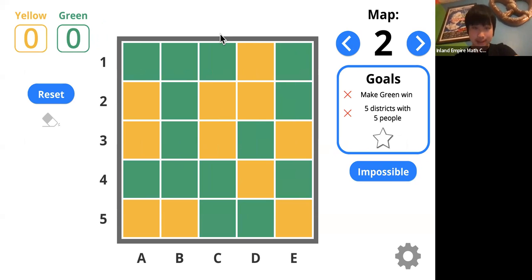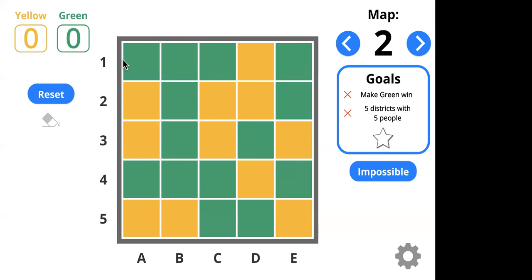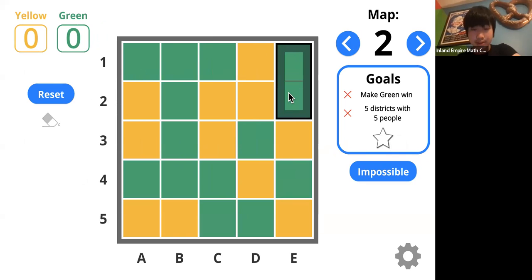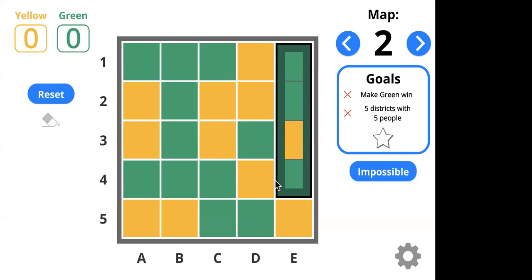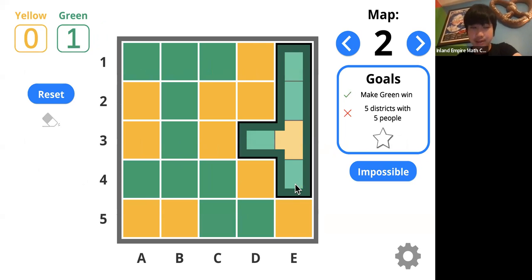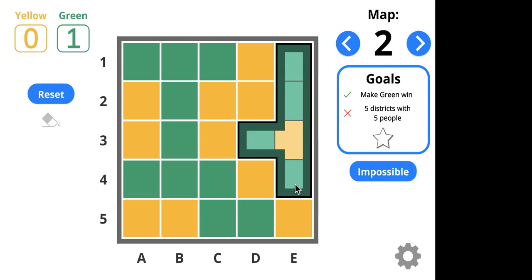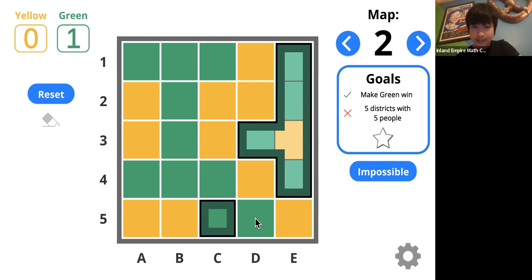So does anyone want to see me try? So first, 1, 2, 3, and 4 E on the E row, and then 3D. Then 5 C, D, and E.